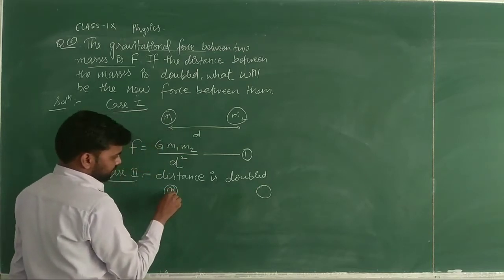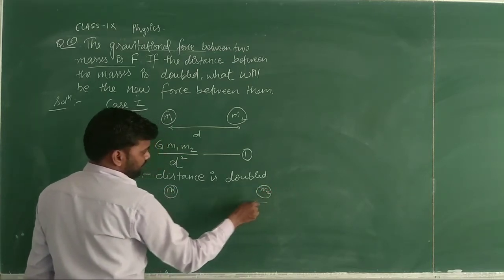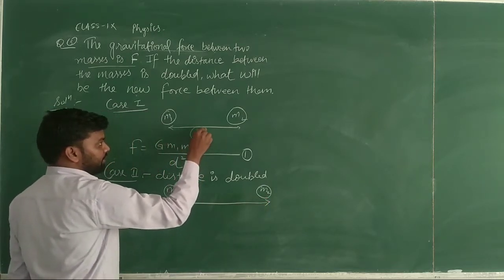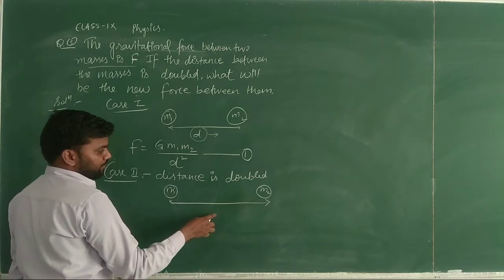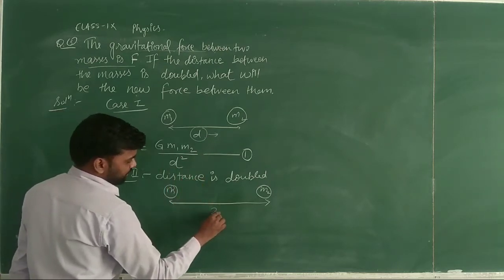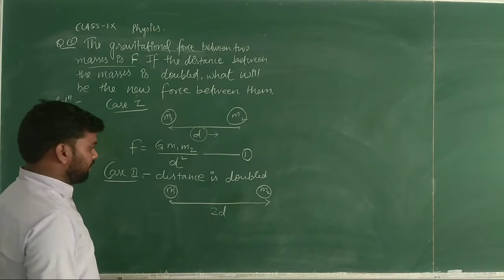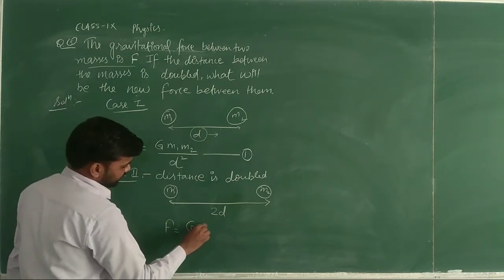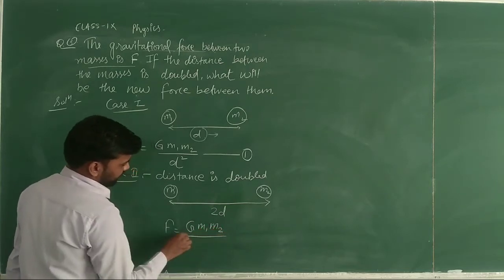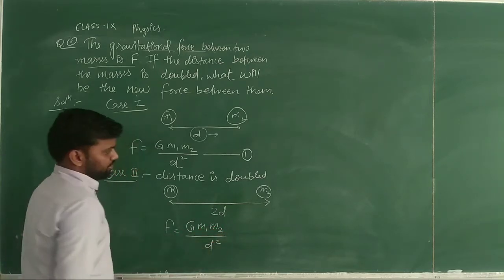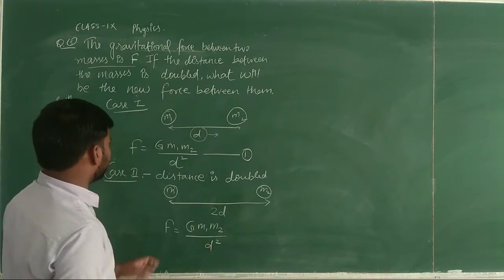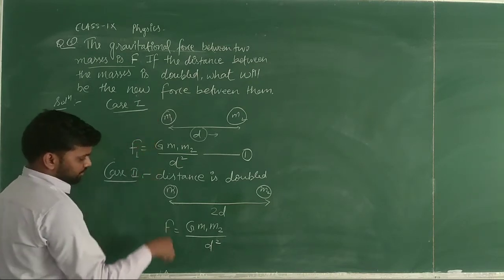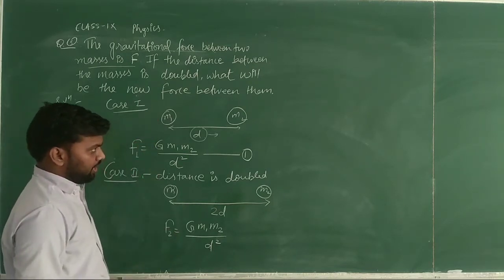It is m1, it is m2, and the distance will be increased here. Suppose we were taking d, definitely in this step we will take twice of d, that is 2d. Now we will apply the universal law of gravitation. F equals G m1 m2 upon d square. Now let us see one more thing. Suppose it is F1, let us consider it as the first case force. Now the second case force we are taking is F2.